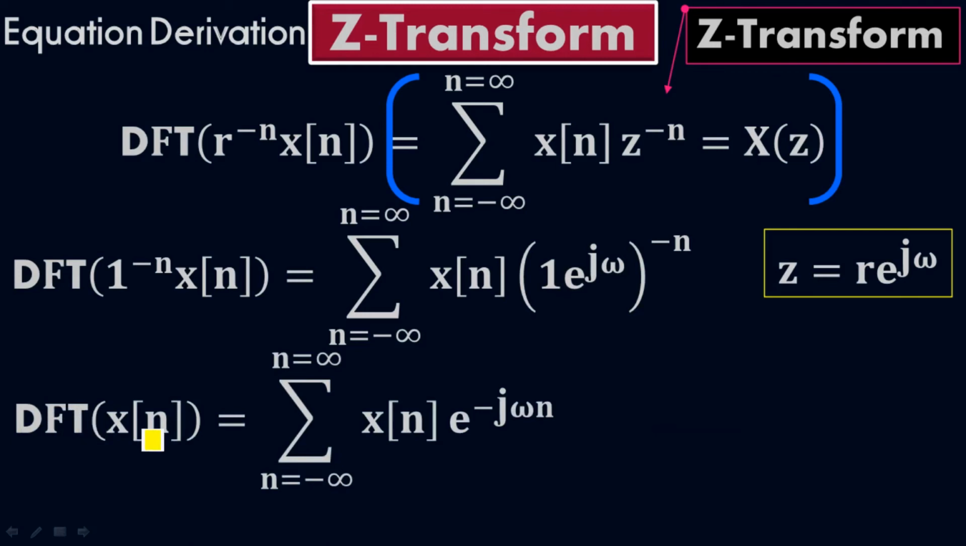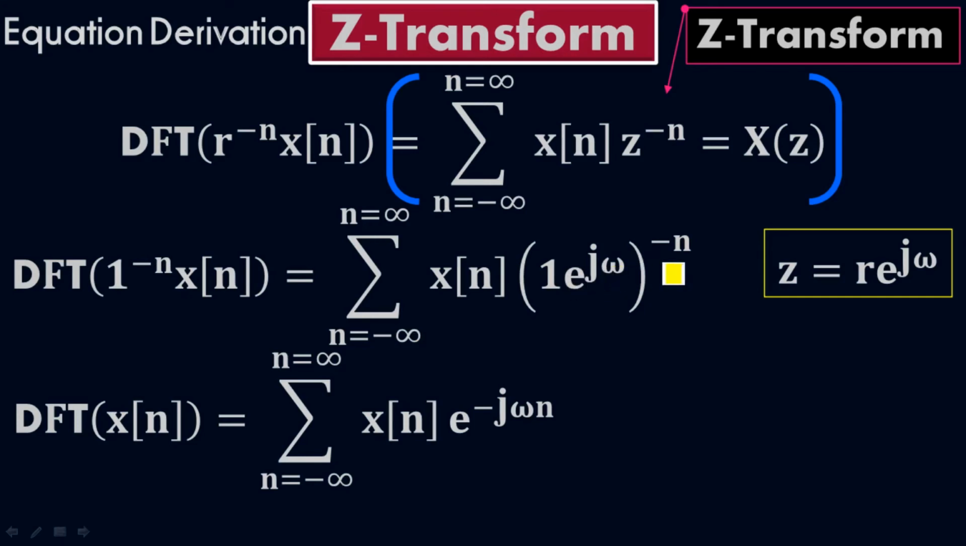which I can write as the discrete Fourier transform of x of n equals the summation of x of n times e to the negative j omega n, with n from negative infinity up to positive infinity. Remember, 1 to the negative n is 1. So whatever power you take for the 1, ultimately it equals 1. Therefore 1 to the negative n is 1. And 1 times e to the j omega is e to the j omega.